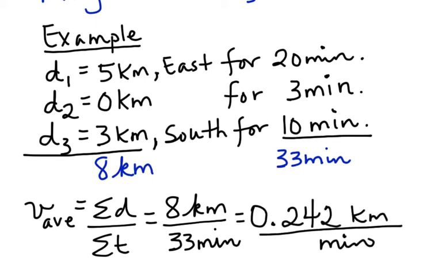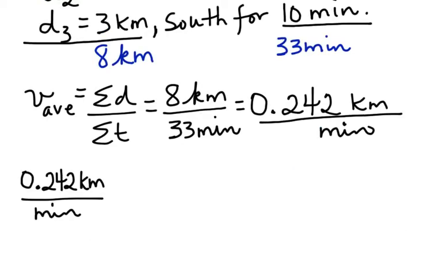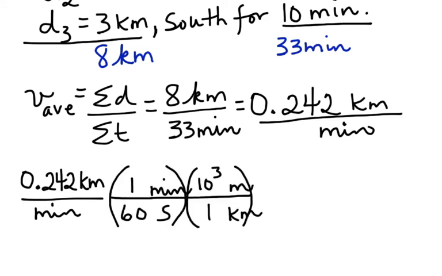So that gives me 0.242 kilometers per minute. Okay, all I need to do now is just convert my answer to SI units. All right, let's cancel some units. And there you have it, 4.03 meters per second.